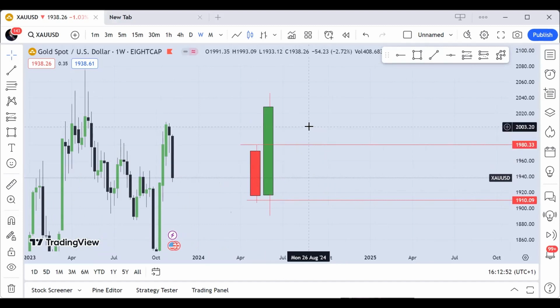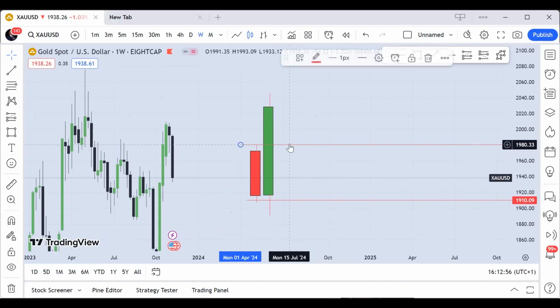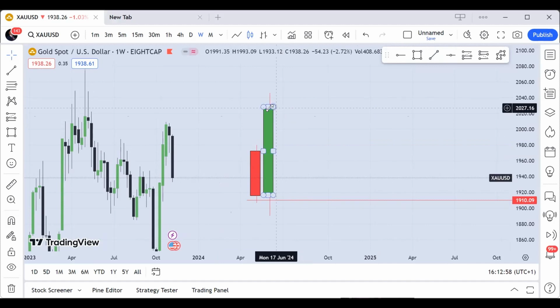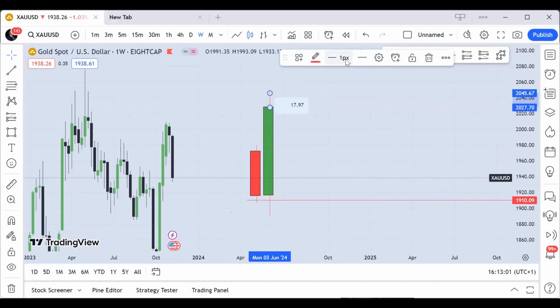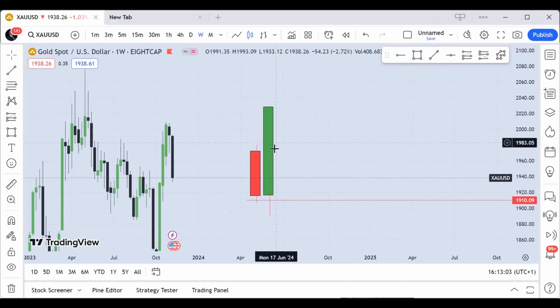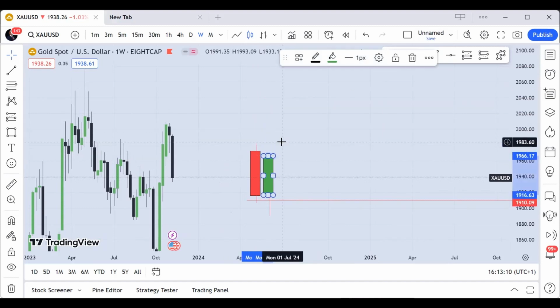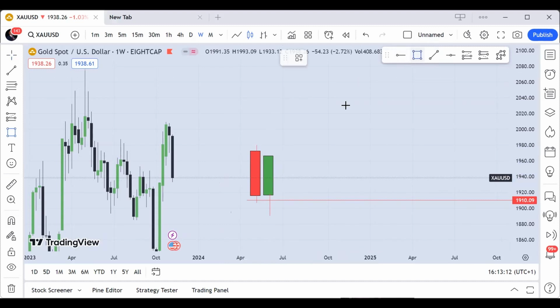Now, another type of engulfing that I want to teach us today is, pay attention, please, don't miss this. In other cases, you might not see one candle swallow up this candle. You might see a candle like this, then followed by another green candle.